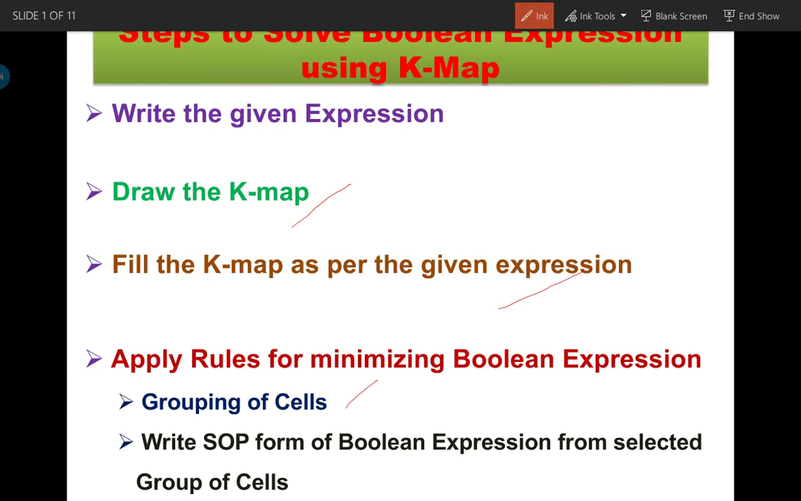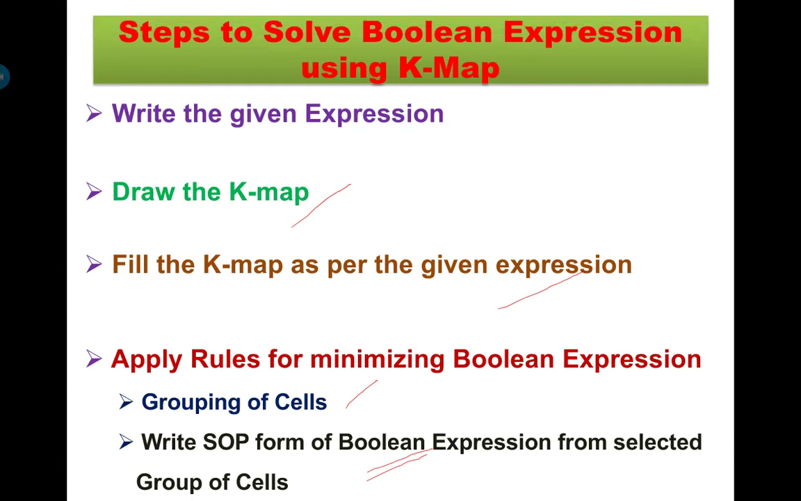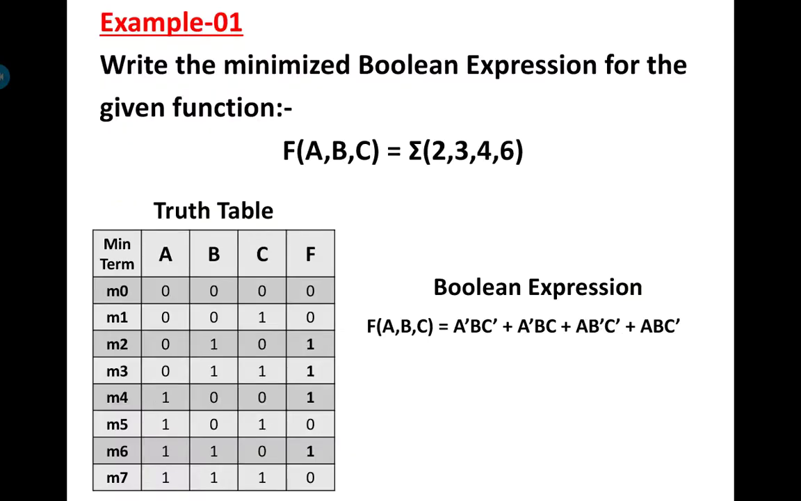Now the last step remains: how to write the SOP form from the selected groups of cells. This is the last step, and finally we will get the reduced form of the Boolean expression. So today we will look at an example to solve and minimize the given Boolean expression.